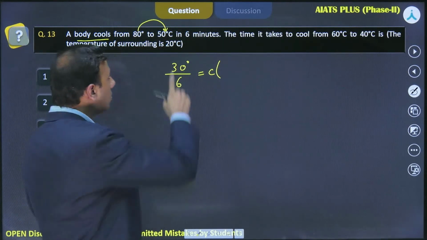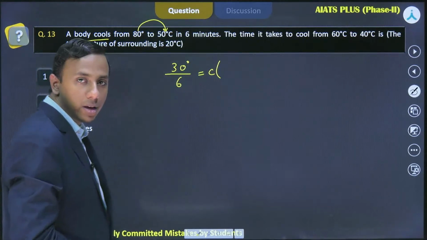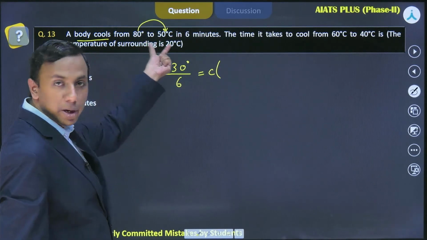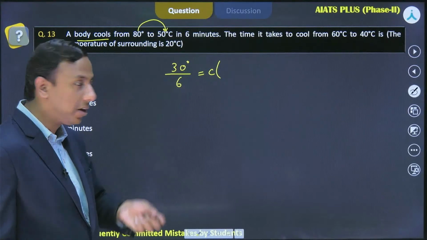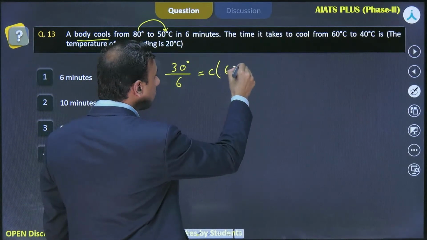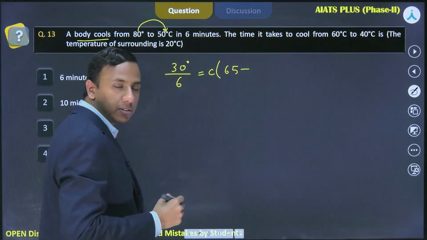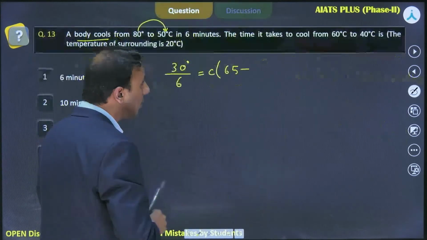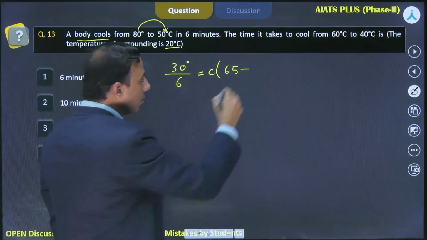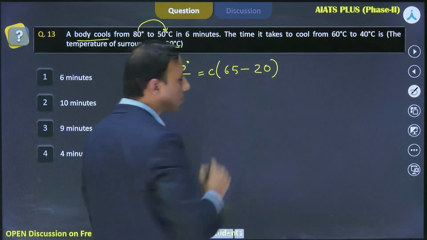Temperature change. So what is the average temperature of the body here? The average, 80 plus 50 by 2. That is how much? 65. 65 minus temperature of surroundings, right? And surrounding temperature is 20. So you'll write 20 over here.